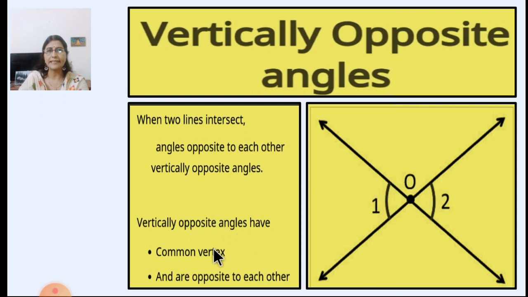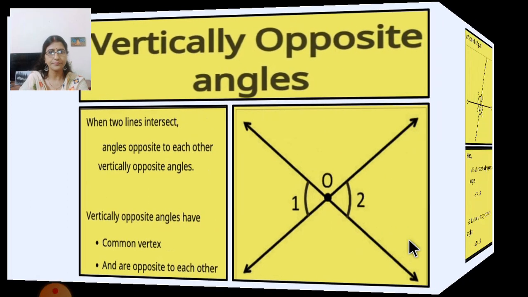Vertically opposite angles have a common vertex. You can see here this point is common to both angles. This is vertex point O, which is common, and then they are opposite to each other. You can see angle 1 is opposite to angle 2, and if you mark this angle as angle 3, then angle 3 will be opposite to another angle here, angle 4. So they are vertically opposite angles.